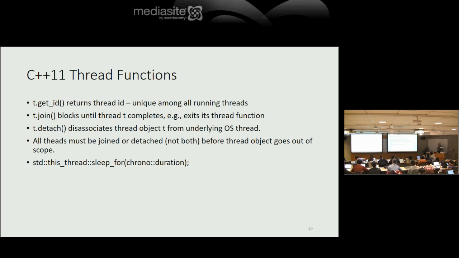So C++ provides getID, join, or detach. Every thread that you create with the C++ library must be either joined or detached before you leave the program. If you forget to do that, the program will throw an exception. By intent, it was designed that way. The model is that with join, your main won't exit before that thread is done running. So join blocks until the thread finishes running, and now you can exit the program. Detach allows that thread to free run. It's like a background thread, okay? And it disassociates the thread object from the underlying operating system thread.